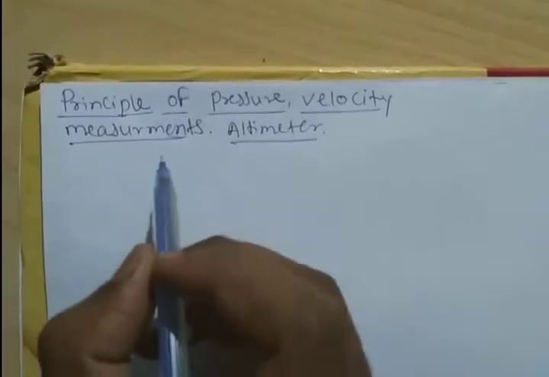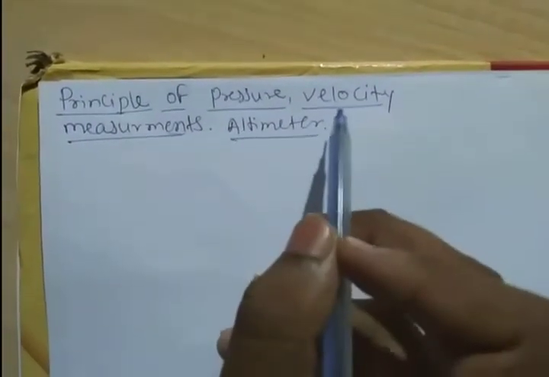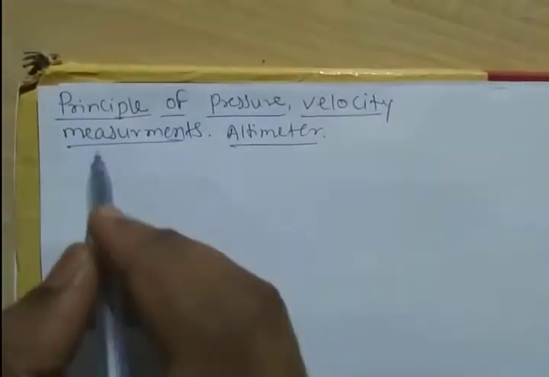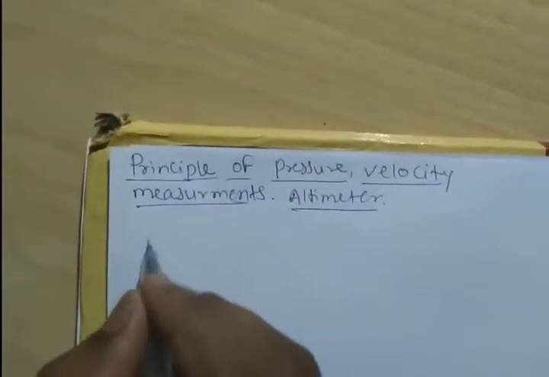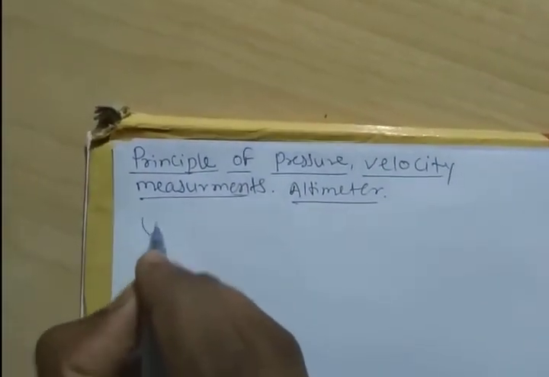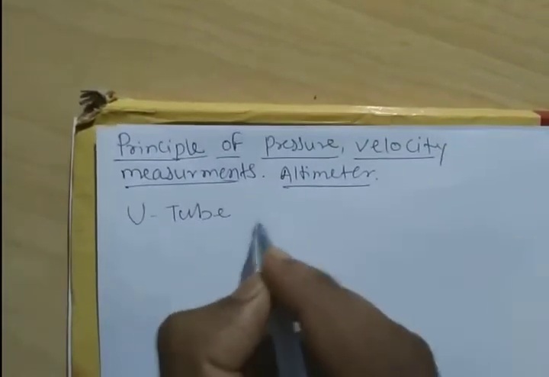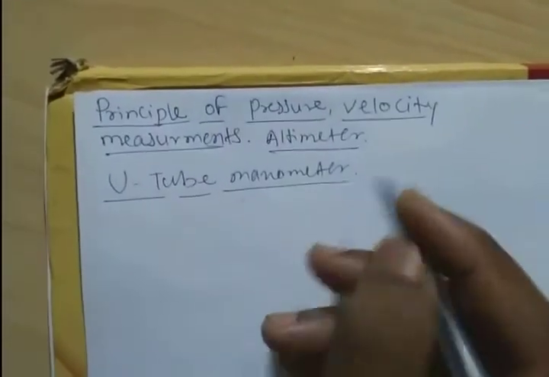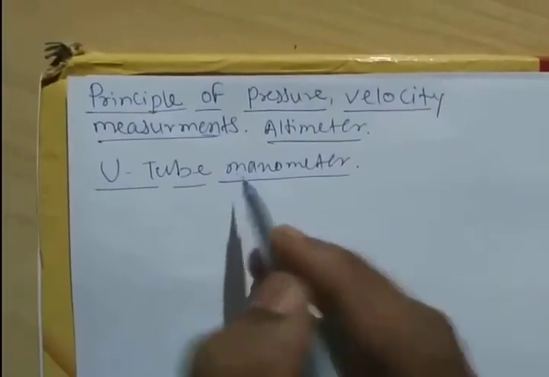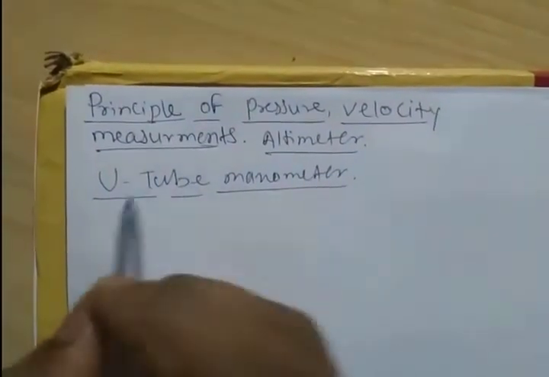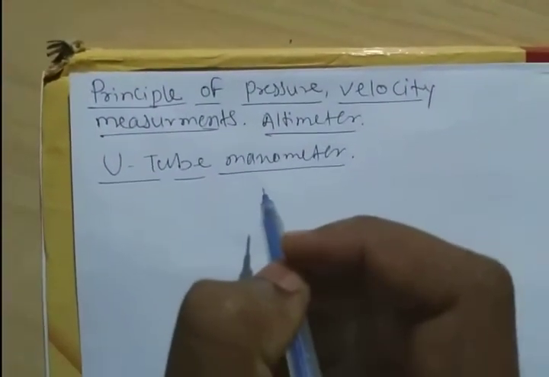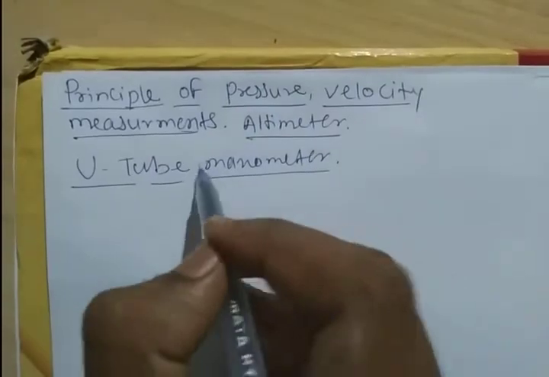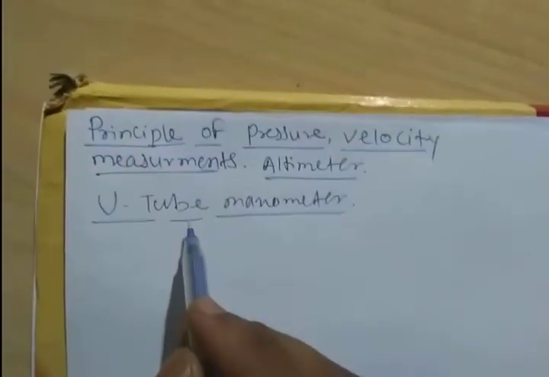Hi there. Today we will discuss the principle of pressure measurement and velocity measurement, and we will see how the altimeter works. So first we will discuss the U-tube manometer. This is the basic pressure measuring instrument, or we say pressure gauge. And the conventional pressure gauge we see basically works on the U-tube manometer principle. So what is a U-tube manometer?